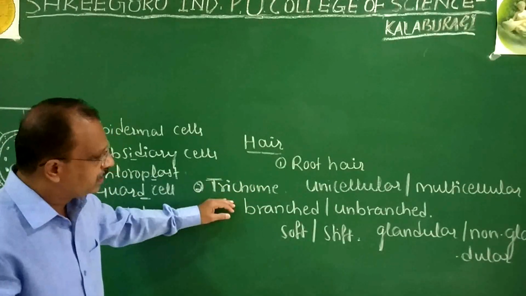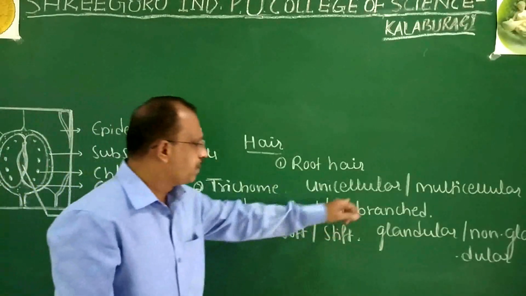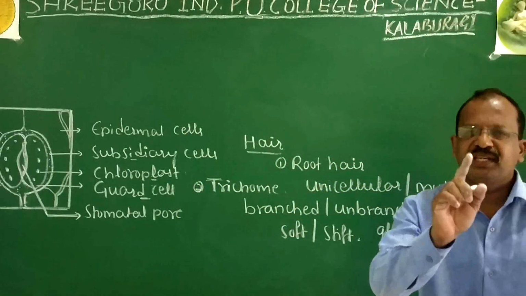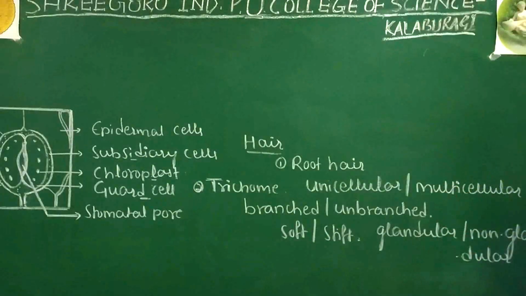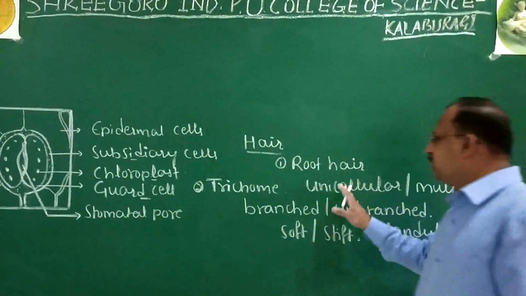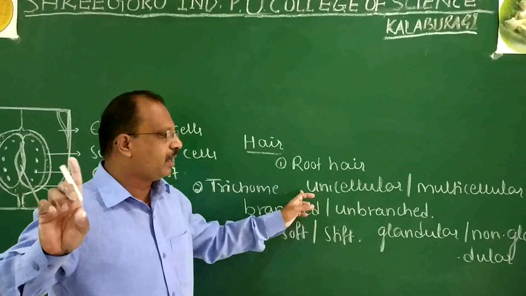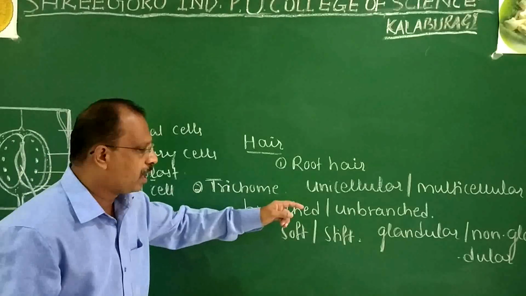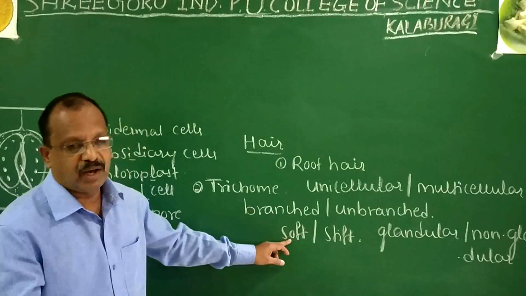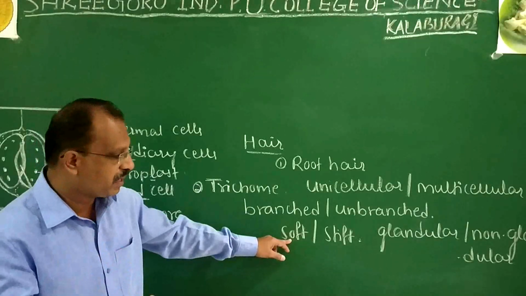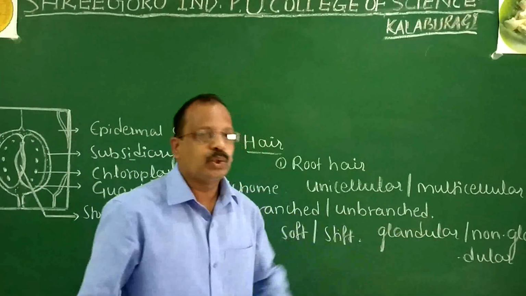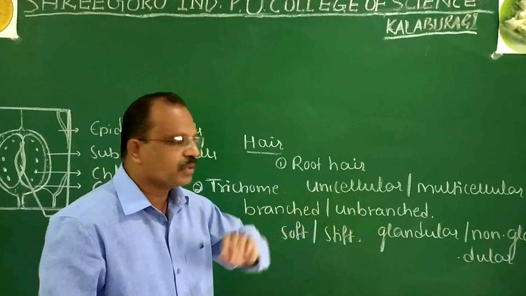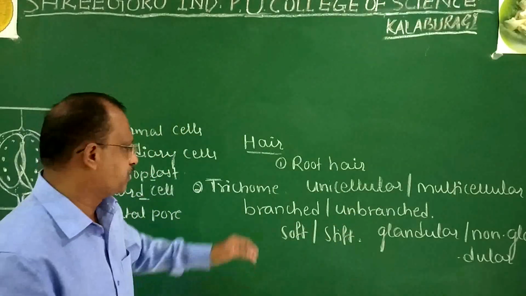First look over trichome, then I will introduce root hair. Trichomes may be unicellular or multicellular. Unicellular means it is made up of a single cell, whereas multicellular means it is made up of many cells. Branched or unbranched, soft or it may be hard, glandular or non-glandular. Glandular means they produce secretions. Non-glandular means they will not produce any secretions.